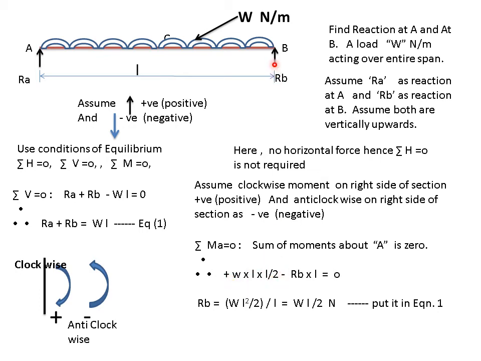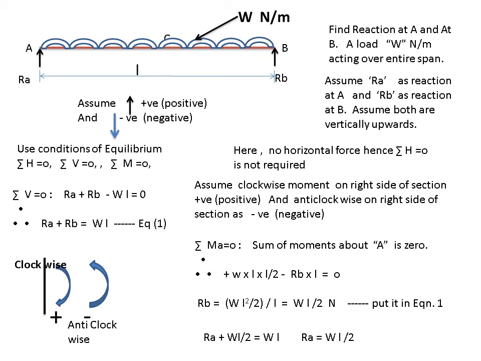Then minus. Now this RB will cause anti-clockwise, therefore minus. So RB into distance from A, which is L. So RB into L is equal to 0. So you get RB is equal to WL square by 2 divided by again this L. So you get RB is equal to WL divided by 2 in newtons. So reaction at B will be WL divided by 2 in newtons.